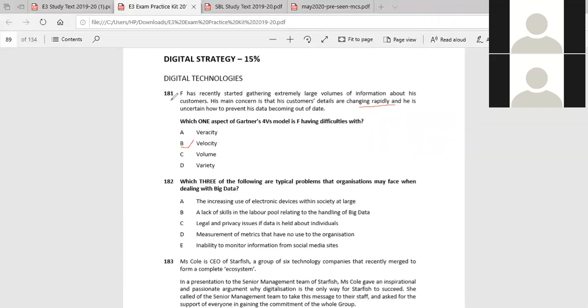So did you understand this one? The details are changing rapidly, the speed with which they are changing. Okay, so which one aspect of Gartner's 4Bs model is F having difficulties with? Since it is changing rapidly with the speed, he will have to focus on the characteristic of velocity. That is a problem he is facing, but that can be addressed with the help of big data. 182. Which three of the following are typical problems that organizations may face when dealing with big data? 3 points have to be selected.